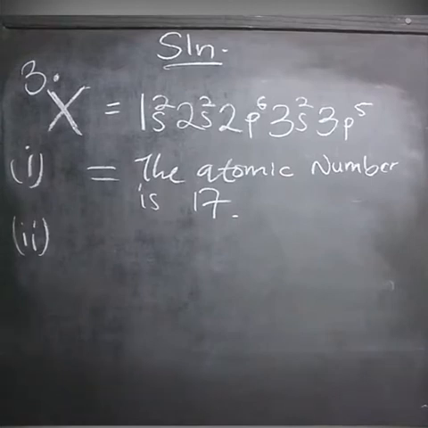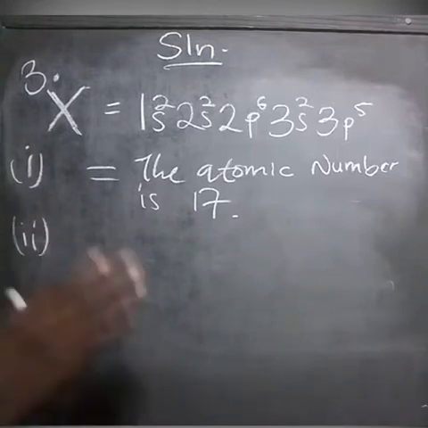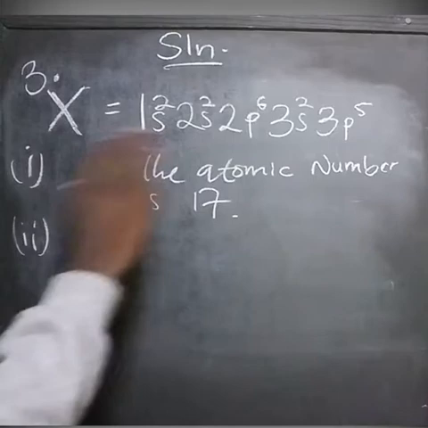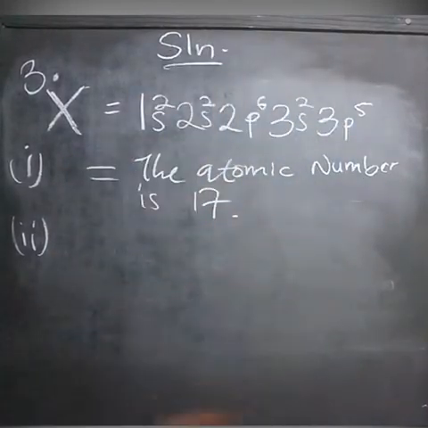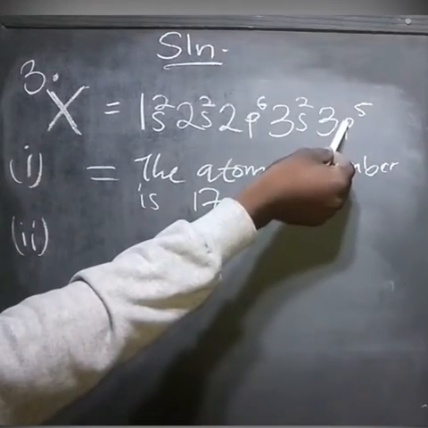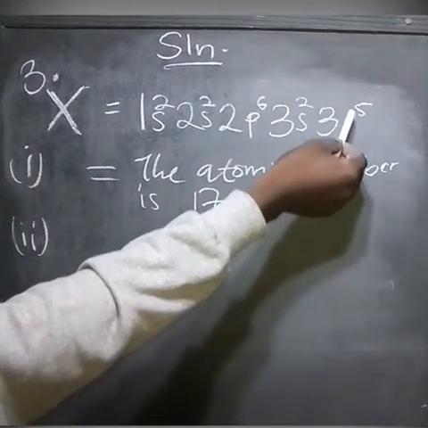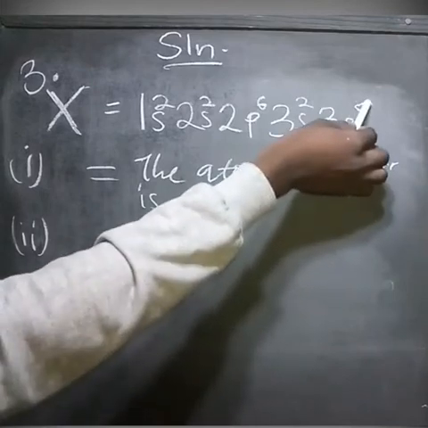to what group does X belong to? So to find the group of an element, simply, if its electronic configuration is given like this, you are to add the last electronic configurations with the second, that is the powers.